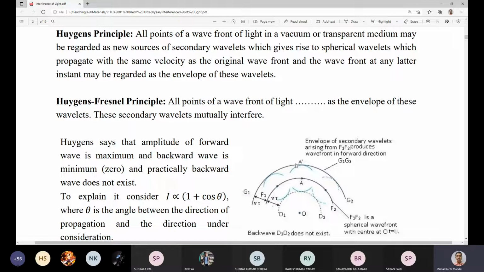So now you consider that since it produces a spherical wavelet, it can exist both in the forward direction and also in the backward direction. But in practice, we can observe the existence of these secondary wavelets only in the forward direction. There is no existence in the backward direction, right? So on these grounds he gives the statement that the amplitude of the forward wave is maximum and the backward wave is minimum, 0. And physically the backward wave does not exist.